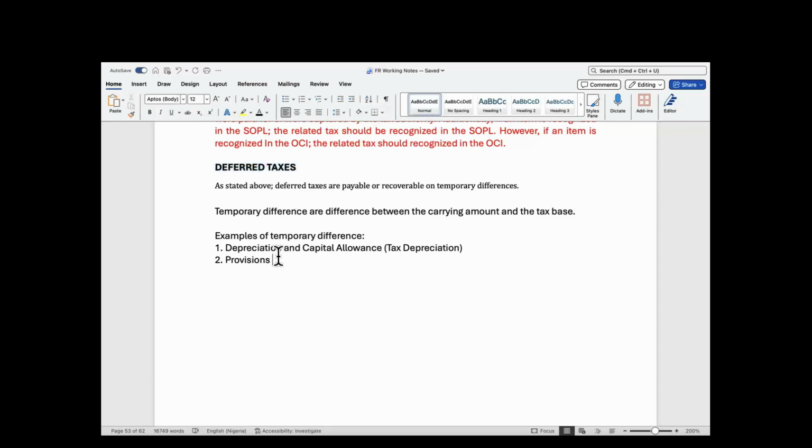So that's another example of temporary difference: provisions. Any provision, the taxman will not allow it. So it results in temporary difference.